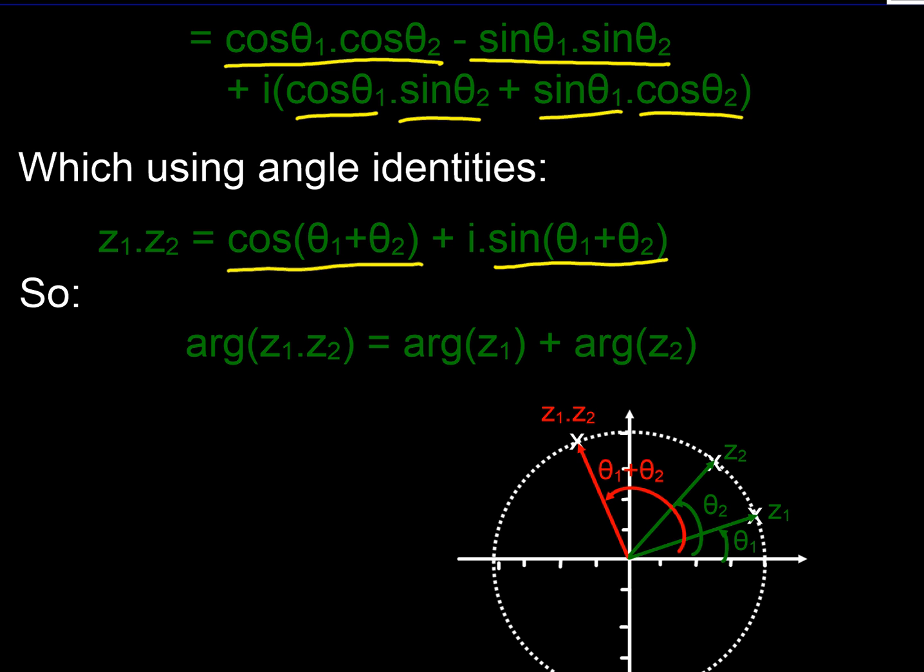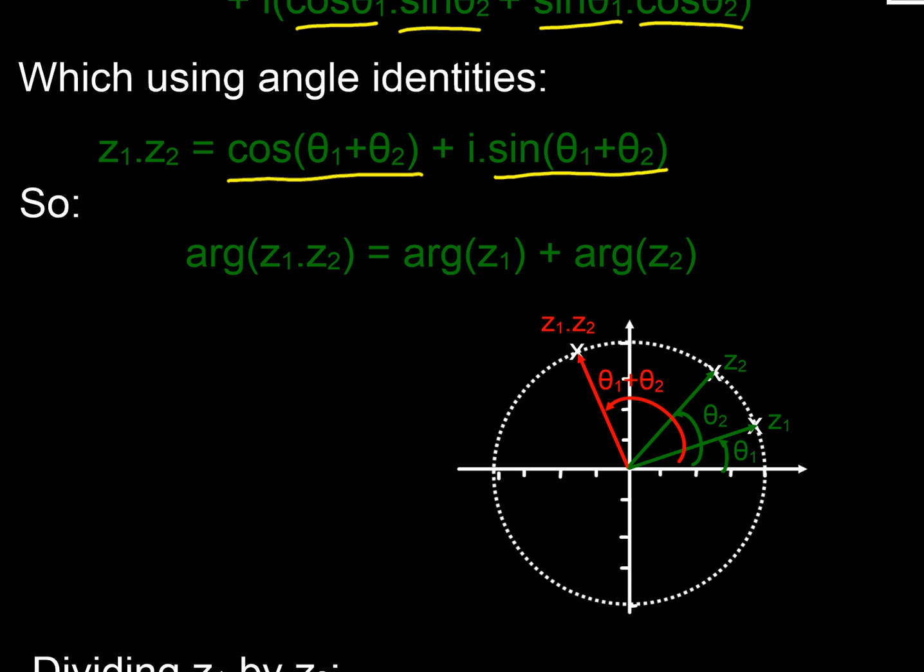Let's put a little diagram on here. If I take complex number Z1 and multiply it by complex number Z2, I end up over here at Z1 Z2. The interesting thing is that the argument of Z1 Z2 is the argument of Z1 plus the argument of Z2. Effectively we've added those two together as we've gone round our unit circle. So in multiplying complex numbers, we effectively add the angles, the arguments.